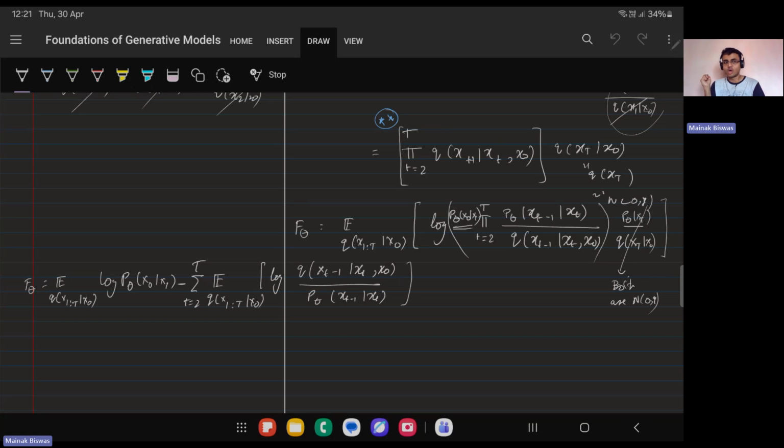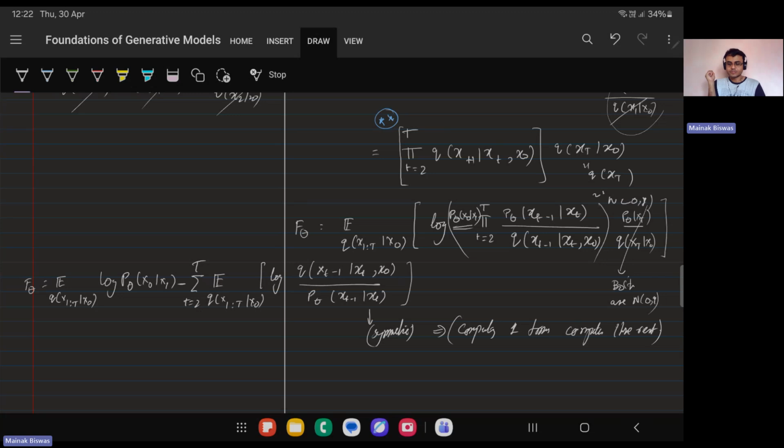So I have a product. Log of product is a sum of logs. So I just wrote it as a sum of the individual terms. Why am I writing as a sum? Because each of these terms is symmetric. So computing one term computes the rest as well. Therefore, I'm writing it as a summation of these individual terms.